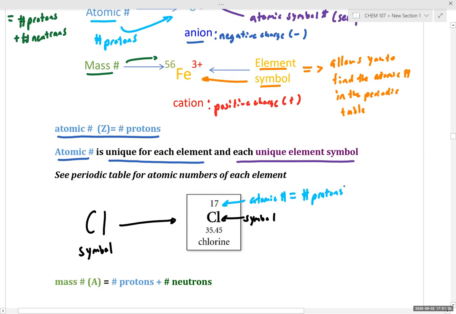So would someone like to tell me in the chat, what is chlorine's atomic number? 17, exactly right. So then we conclude that chlorine has 17 protons, or 17P+. Does that make sense to everyone? You can look up the atomic number from the periodic table if you know the atomic symbol.